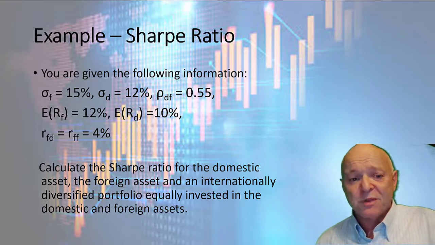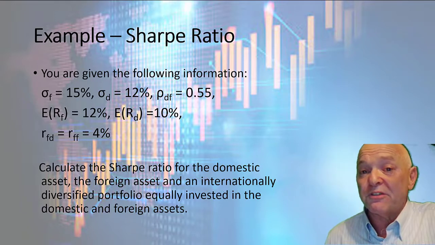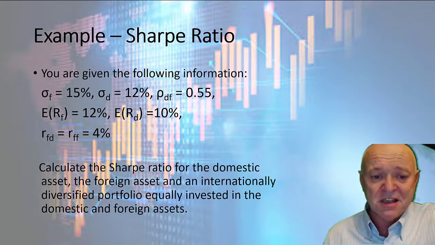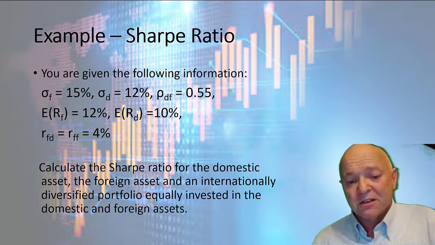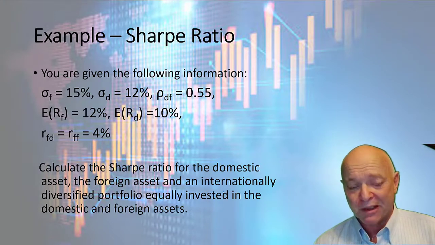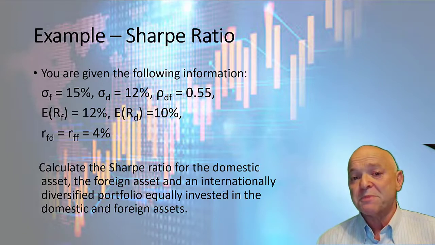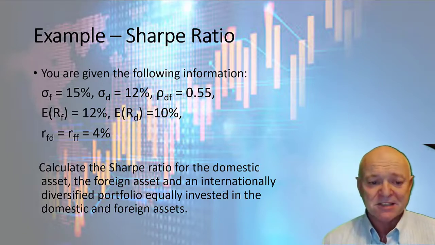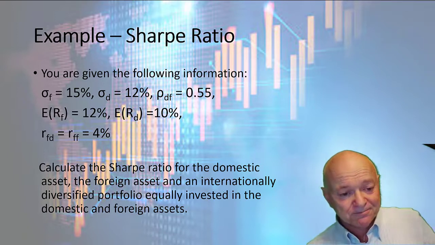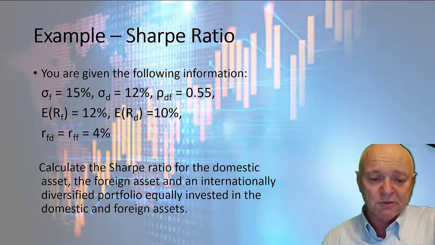In this case, we have certain information. The standard deviation for foreign assets is 15%. The standard deviation for domestic assets, stocks let's say, is 12%. The correlation coefficient for domestic and foreign assets is 0.55. The expected return for foreign is 12%. The expected return for domestic assets is 10%. And in both cases, the risk-free rates for domestic and foreign assets happen to be equal at 4%.